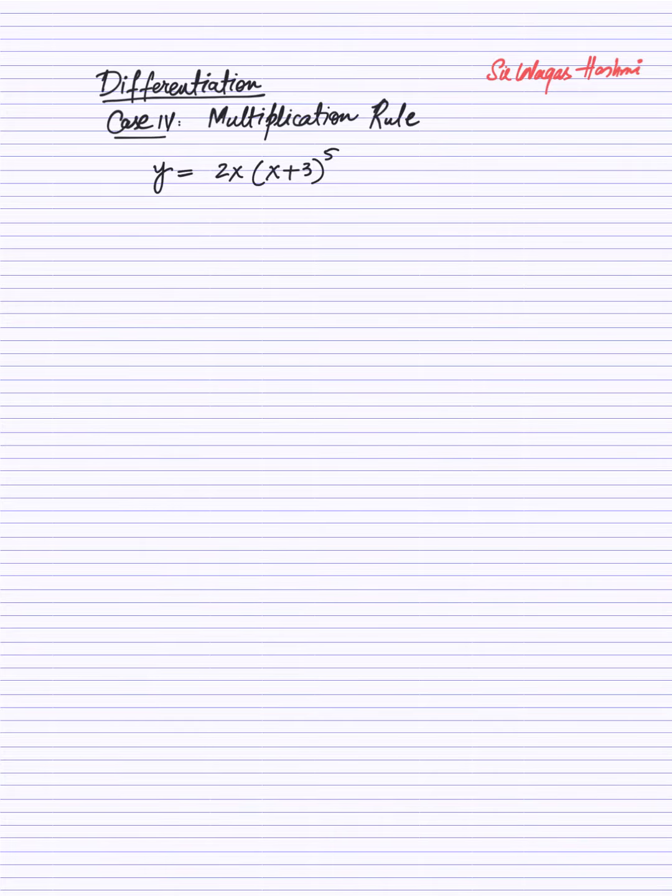Alright class, it's case number 4, multiplication rule. So when we have two functions and they are multiplying, how to differentiate them? There is a working formula to find the derivative of two functions. The working formula says d by dx of u and v, where u and v are two functions, is u derivative of v plus v derivative of u.